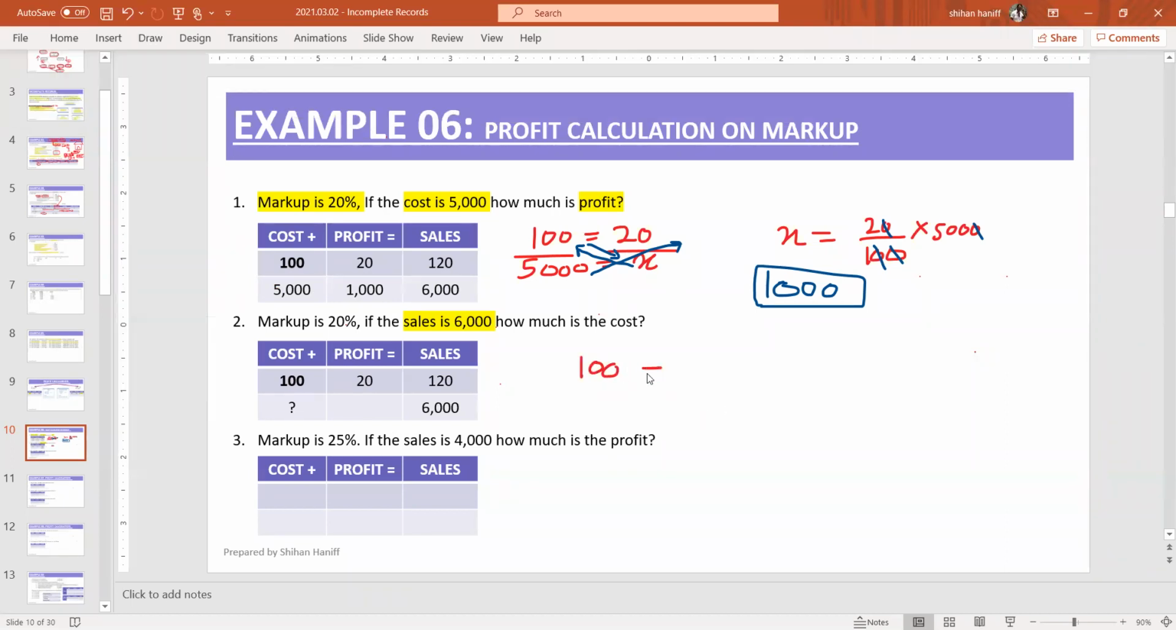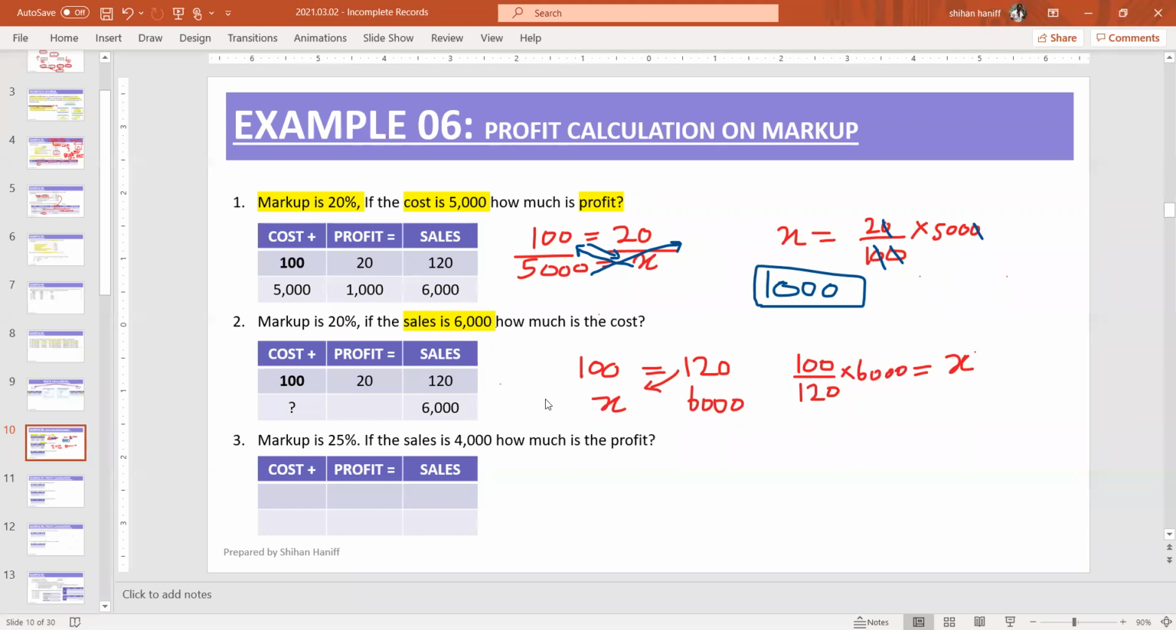100 is equal to 120. 6000 is equal to x. Now cross multiplication. X, we take it to one side. 100 divided by 120, because this goes to the other side, division, and multiply by 6000.